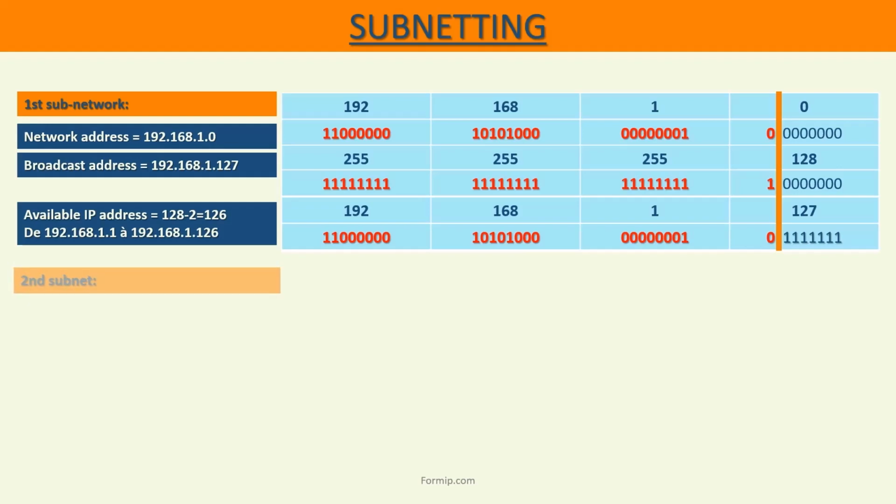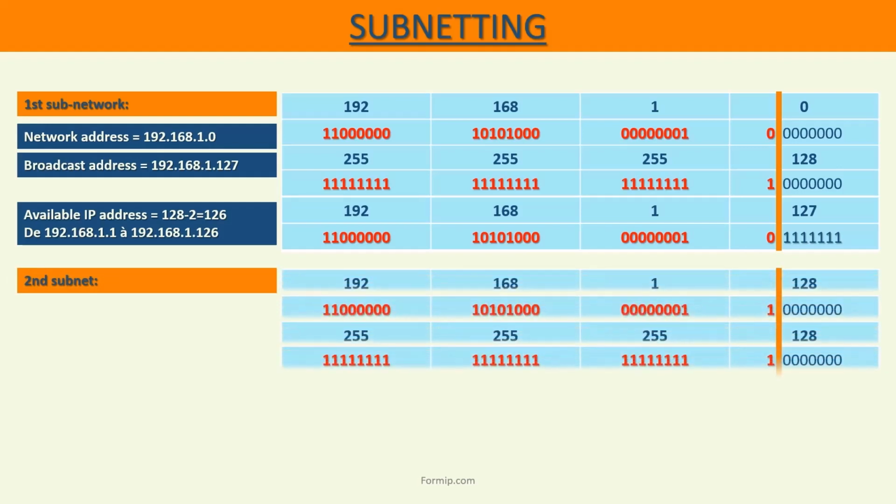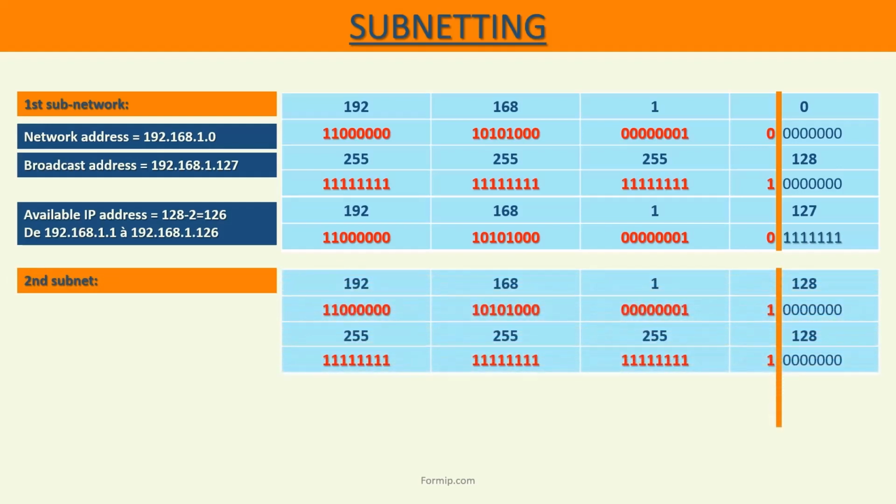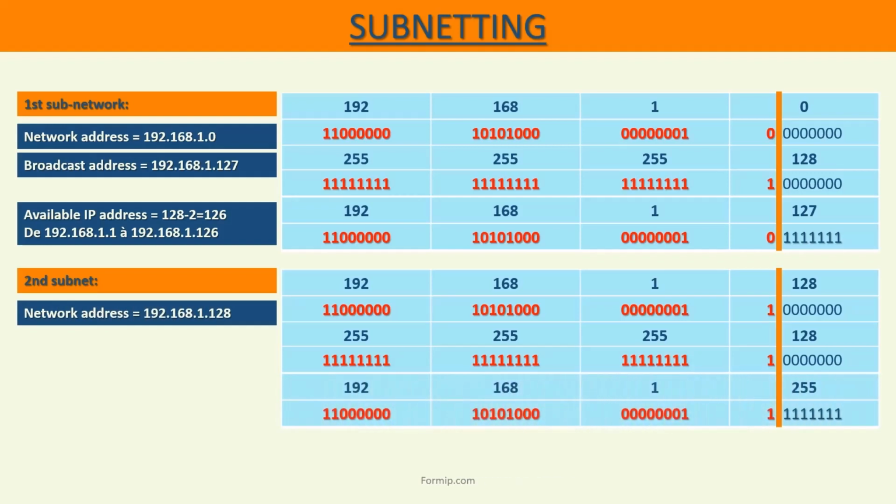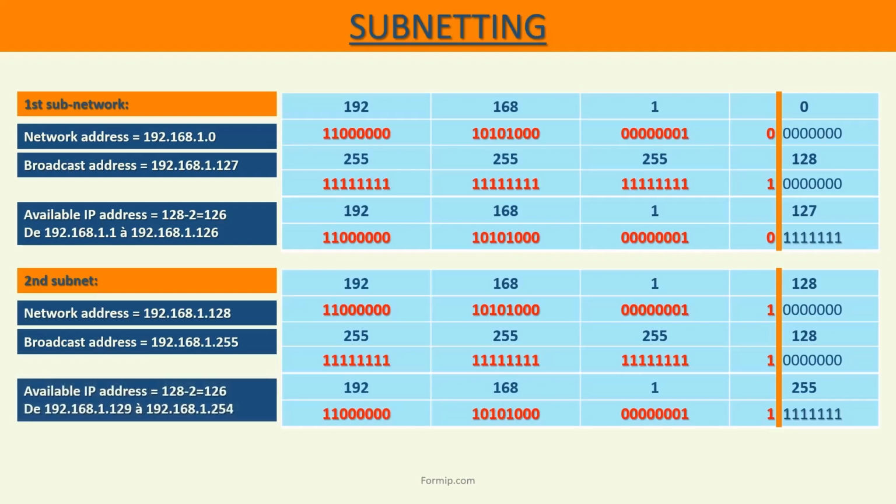Now let's move on to the second subnet. As the first subnet ended at 127, we will continue with the following IP, the 128. If we change all of the bits to 0 after the separation, this gives us the network address 192.168.1.128. And if we change all the bits to 1, we find as the broadcast address 192.168.1.255.